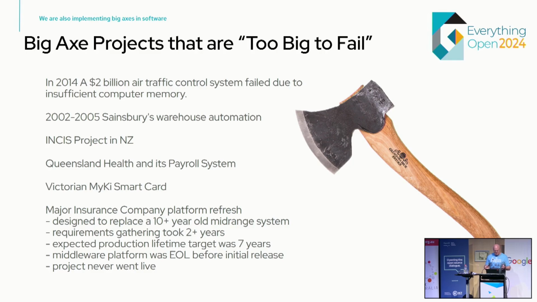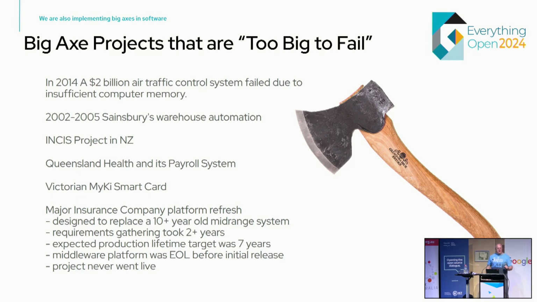Here in Australia, you've had Queensland Health and Mikey, big projects that were too big to fail, and yet everything went off the rails. But what I love was a major insurance company was going through a big platform refresh. They were literally trying to get off one of these big axes. They were trying to move everything off this giant traditional back-end system. It took them 2 years just to get the requirements right before they even wrote a line of code.